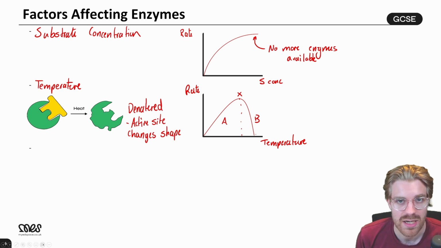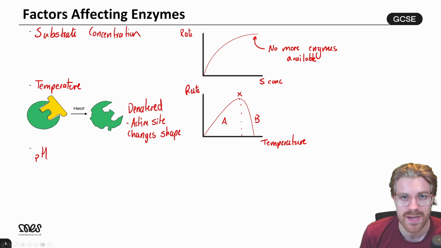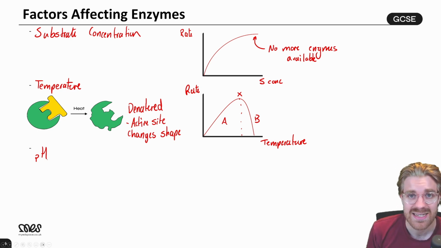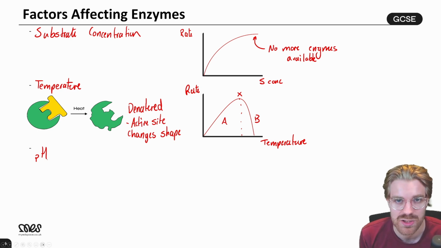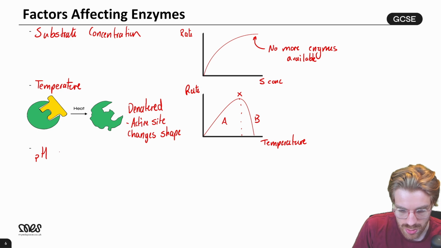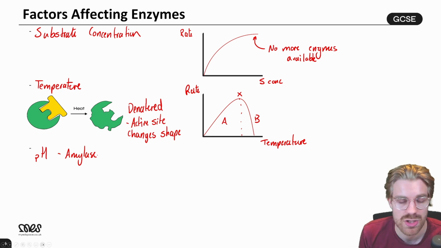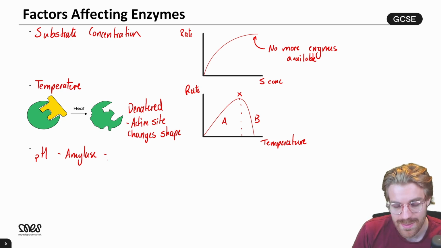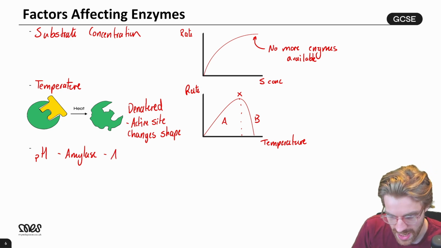Our final factor affecting the rates of enzymes is pH. Now, pH is a measure of the acidity or alkalinity of a solution. And enzymes are adapted to function within a range of pH values. So, for example, our amylase enzymes are produced within the salivary gland, the pancreas, and the small intestine. So they are adapted to function within a slightly alkaline pH, around about 7.5.